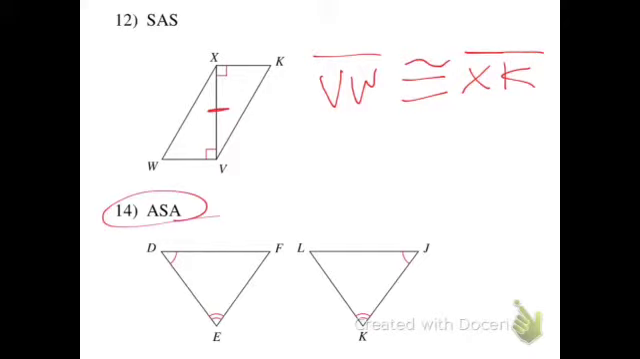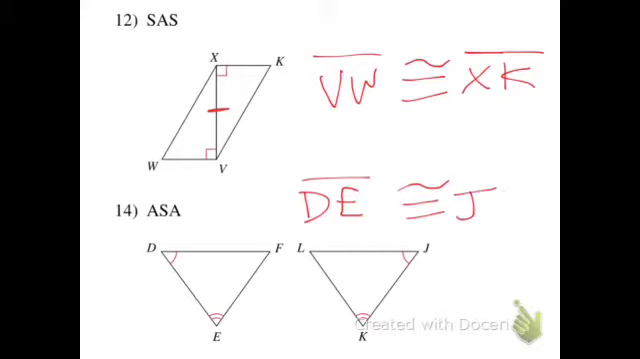On 14, you have angle, side, angle. We already have the pairs of angles matching up. We need to now have the side that's between those angles to match up. We need that one and that one. And so we're going to write that down. We need DE to be congruent to JK, the side.